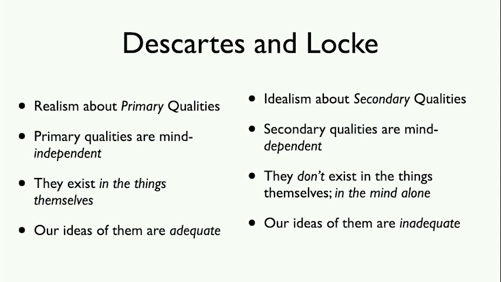But they're idealists about the secondary qualities. The secondary qualities are mind dependent. They don't exist in the things themselves. They're contributed by the mind alone. The color is the result of my perception of the paper. It's not there in the paper itself. Our ideas of these secondary qualities are inadequate. They represent the object not as it is, but actually in a way that's divergent, and in some cases outright conflicting from the way it is.